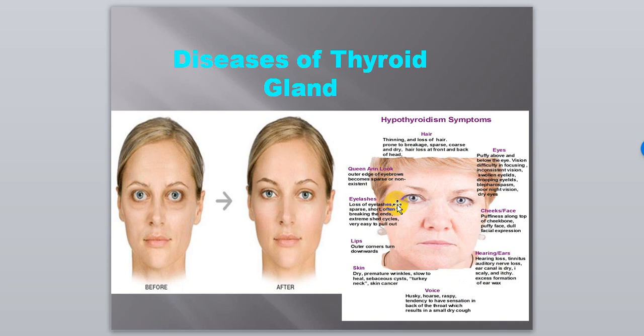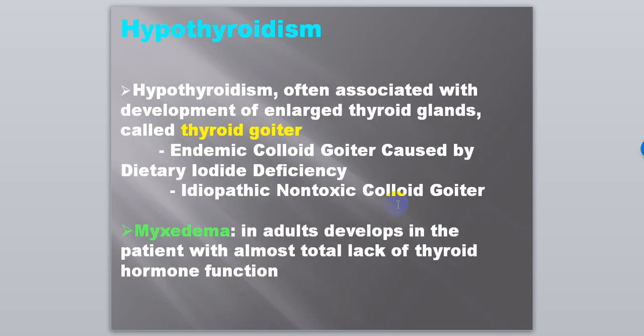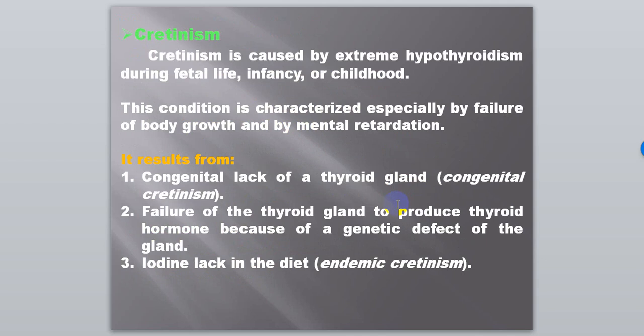Both signs can occur in the two types, in myxedema and cretinism in children, and myxedema in adults, of course, and the causes may be due to these causes. That's what I wanted to talk about the thyroid gland. Thank you so much.